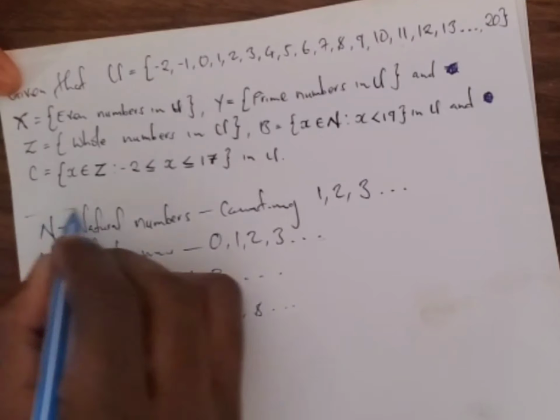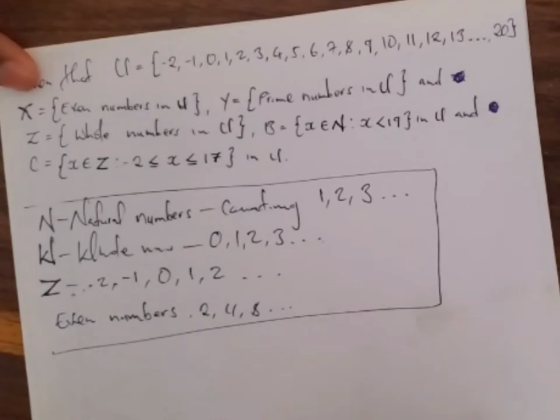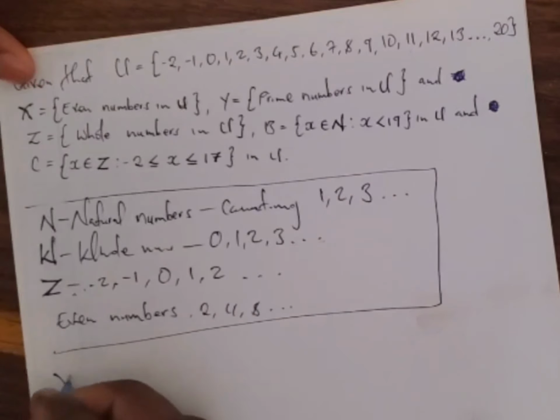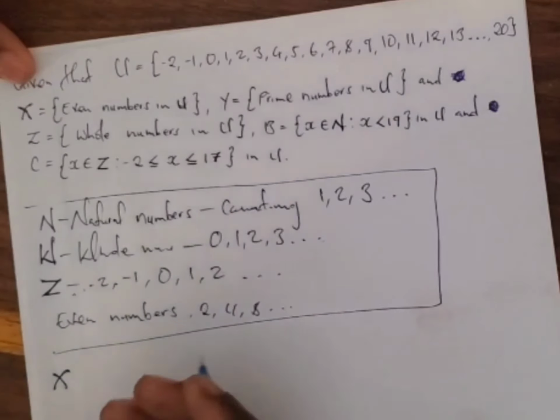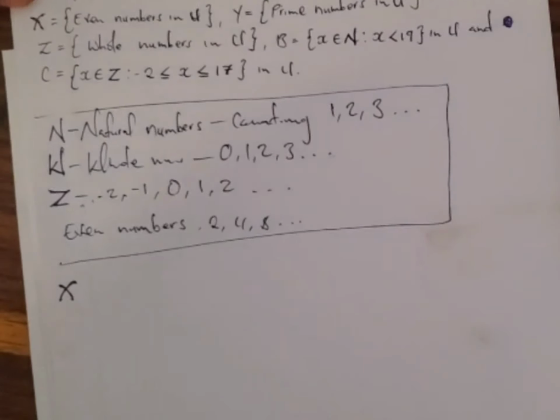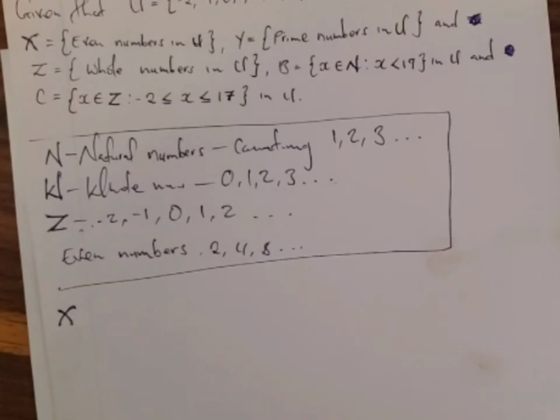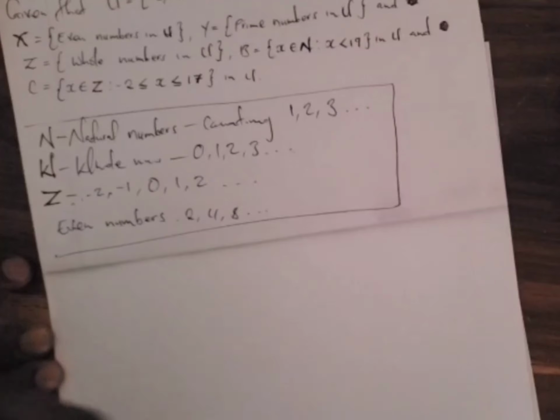Let's try to identify these sets. X is equal to even numbers in U. You know what even numbers are; we've talked about it. Even numbers are any numbers that are divisible by 2, or any integer that is divisible by 2.